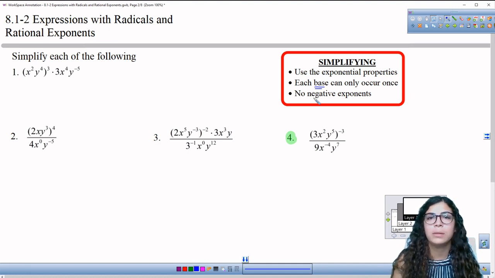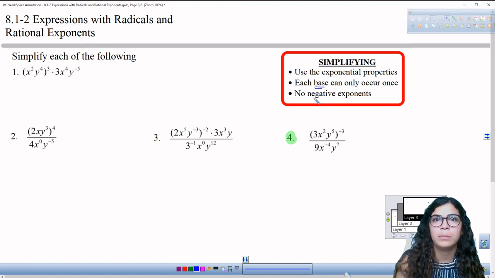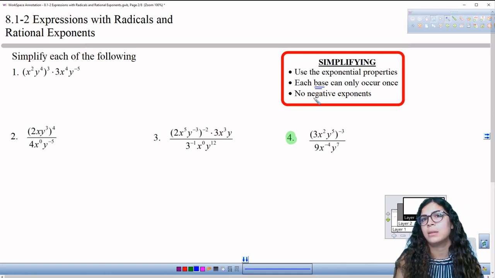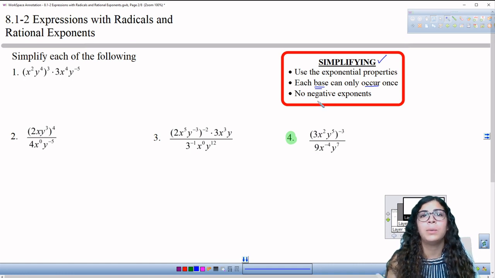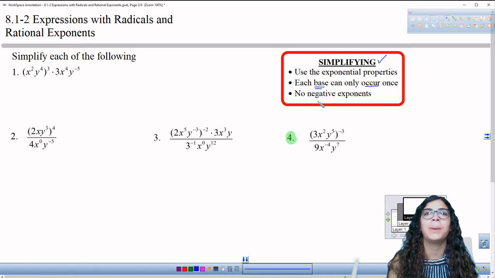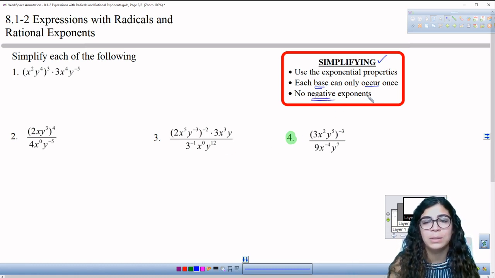So if you have something like x squared y z over x, that's not simplified because you have that base of x showing up more than once. Each base can only occur once in order for it to actually be simplified. Then, no negative exponents. This means that if your final answer was x y over z to the power of -2, that's not simplified because you cannot have any negative exponents when it's being simplified either. Okay. So let's take a look at this one.